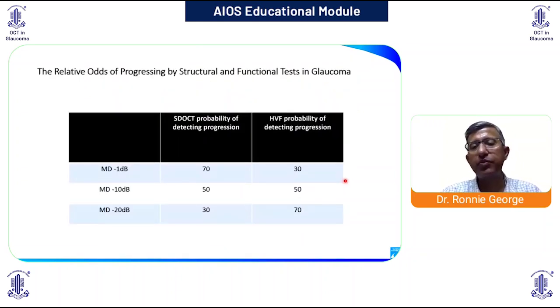In fact, in this paper, what they found was that when your mean deviation was about -1 decibels, the STOCT was much more likely to detect progression than the visual field. When your mean deviation was around -10 decibels, both were equally good or equally bad at detecting progression. When your mean deviation dropped to -20 decibels, most of the time the visual field was better at detecting progression than the OCT, but the OCT still detected progression a little earlier in a subset of patients. So basically, this tells you that there is a role for the OCT even in patients with moderate disease.